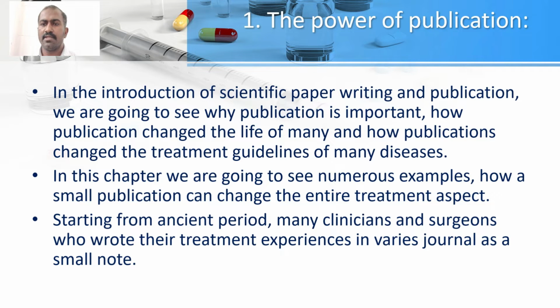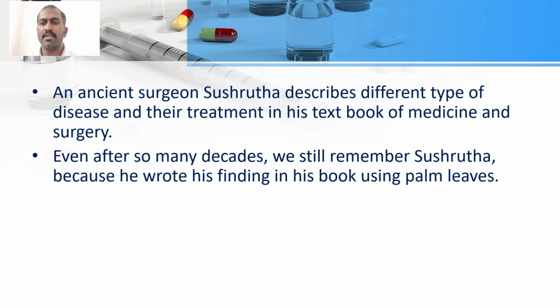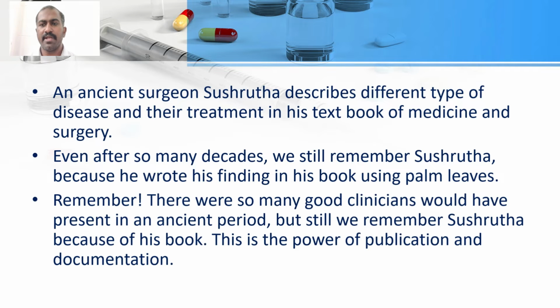An ancient surgeon, Sushrutha, described different types of disease and their treatment in his textbook of medicine and surgery. Even after so many decades, we still remember Sushrutha because he wrote his findings in his book using a palm leaf. Remember, there were so many good clinicians present in the ancient period, but we still remember Sushrutha because of his book. So this is the power of publication and documentation.